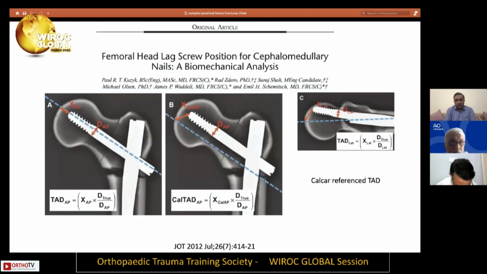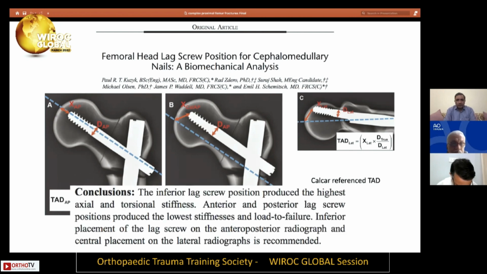And this is one of the biomechanical studies published where they have looked at the various configurations of the placement of the lag screw in a cephalomedullary nail, and they have concluded that the inferior lag screw position produced the highest axial and torsional stiffness. Anterior and posterior lag screws produced the lowest stiffness and load to failure. So the preferred placement of the screw should be slightly inferior on the anteroposterior radiographs and center placement on the lateral radiographs.